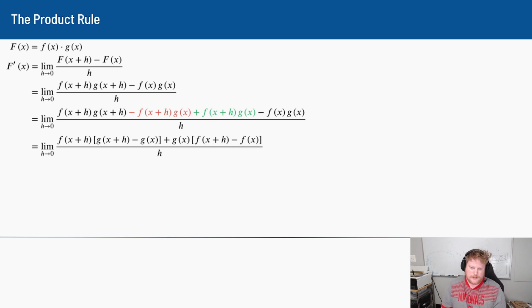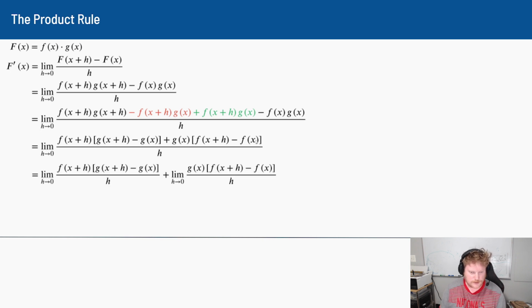Okay. So now we've done some factoring. In the first two terms, f of x plus h has been factored out, leaving g of x plus h minus g of x. And in the second group of terms, the g of x has been factored out, leaving f of x plus h minus f of x.